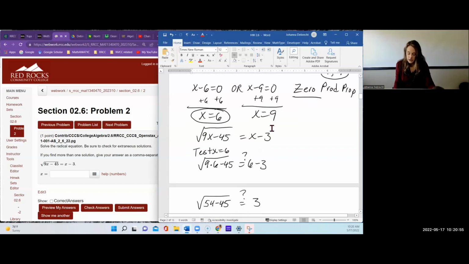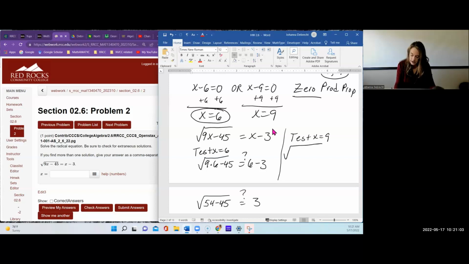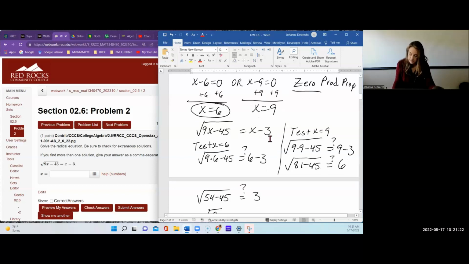Let's check x equals 9. Now I have 9 times 9 minus 45. Is that really equal to 9 minus 3? 9 times 9 is 81, and that gives us 81 minus 45. And 9 minus 3 gives us 6.